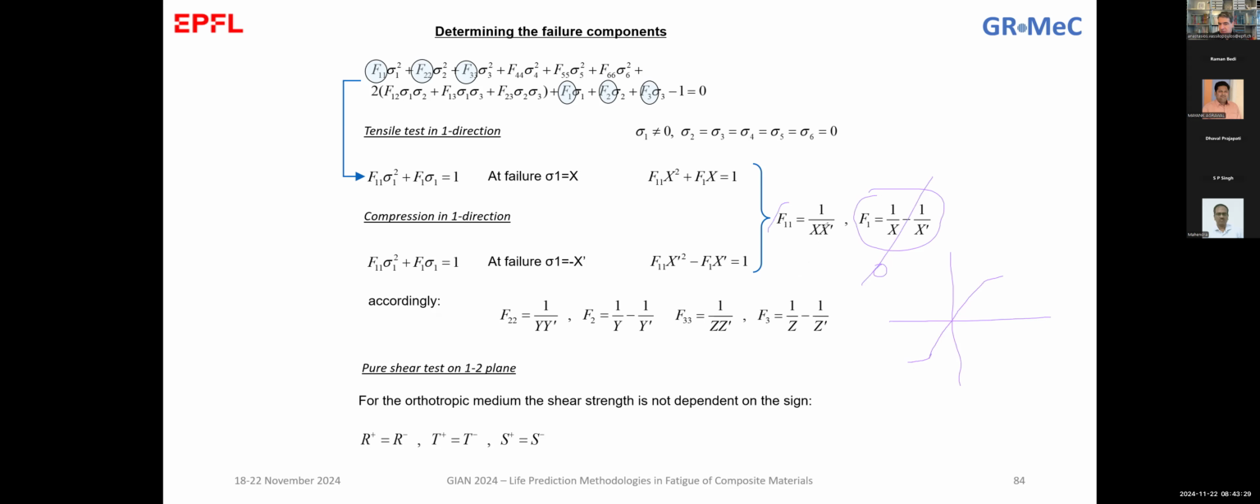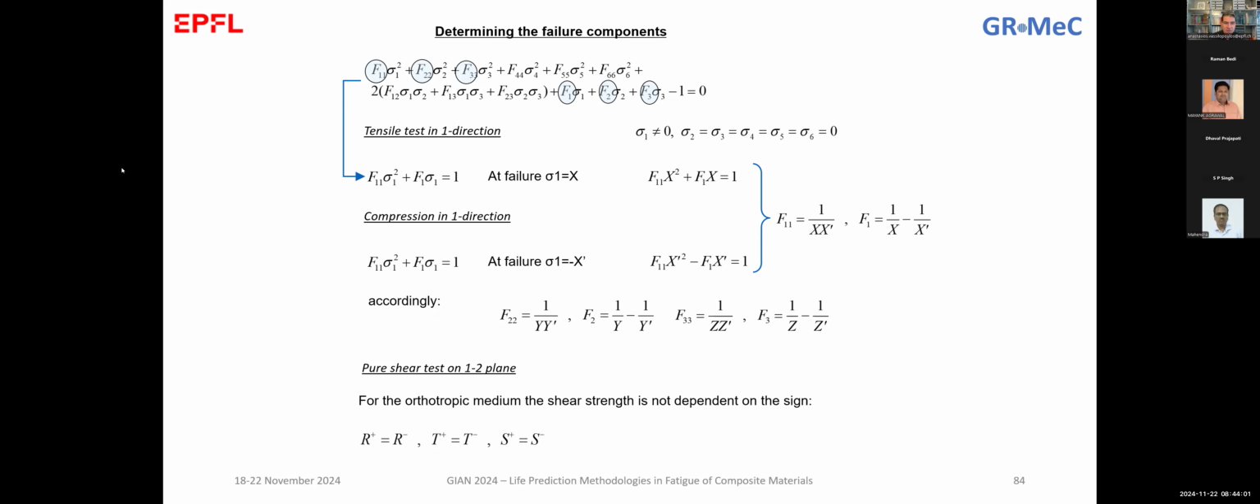And this term becomes like the term of the criterion of Tsai-Hill, equal to F11. So this criterion, as you can see, is a generalization of the criterion that we've seen before. The part that is additional is exactly these 3 terms that are defined in different ways.